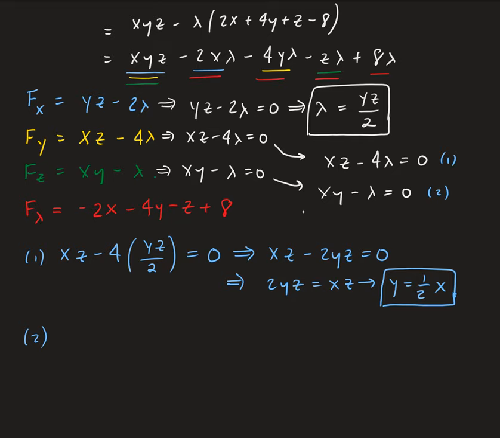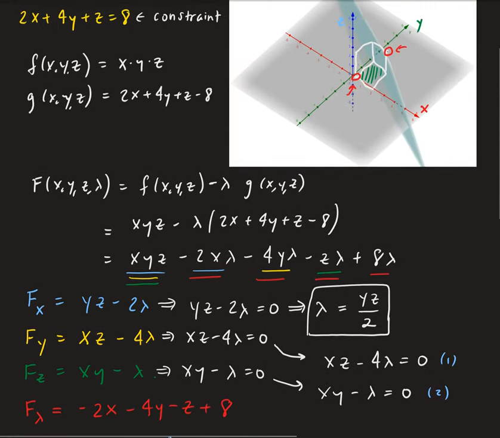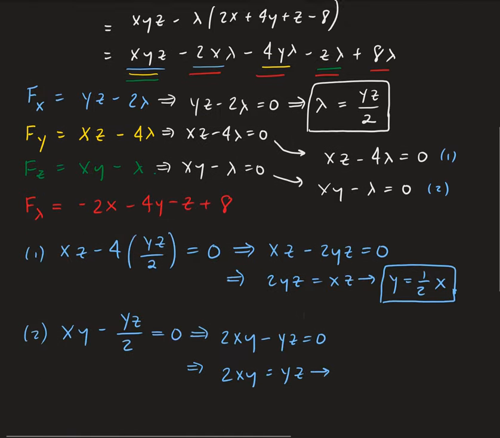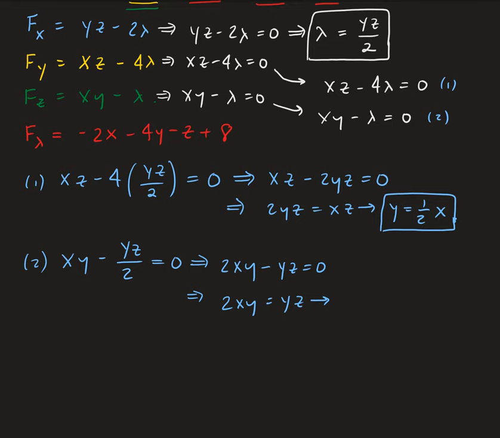So the second equation, we have x times y minus lambda. Lambda was yz over 2. So this is going to give us 2xy, so just multiply it through by 2. So from here, we're going to have 2xy equals yz. So again, canceling out the y, because we can assume that y can't be 0. The reason we can assume that y and z can't be 0 is because we're looking for the point on the plane here. We don't want the point on the origin. We want the point on the plane. So canceling out y, we're left with z equals 2x.